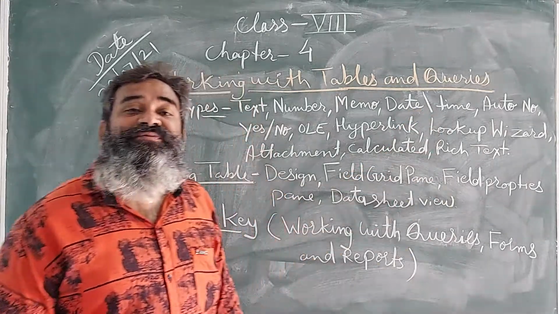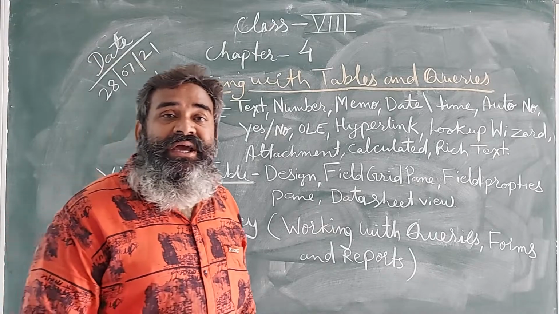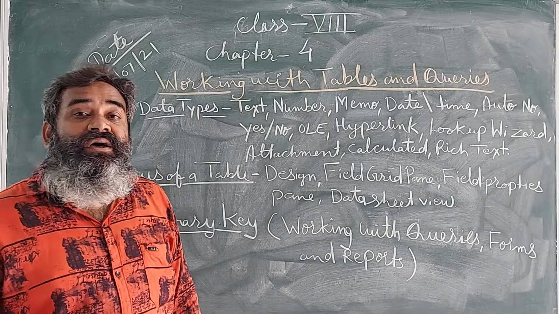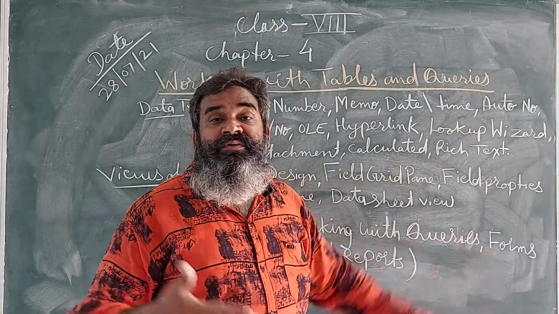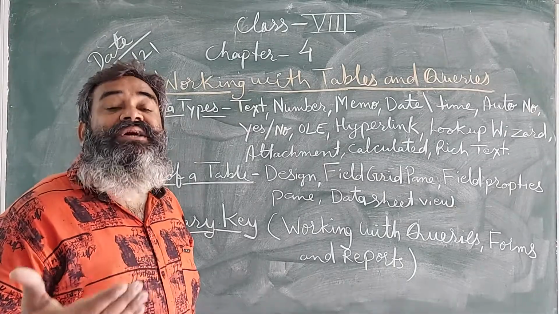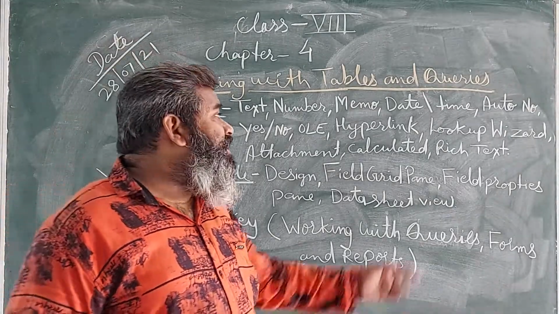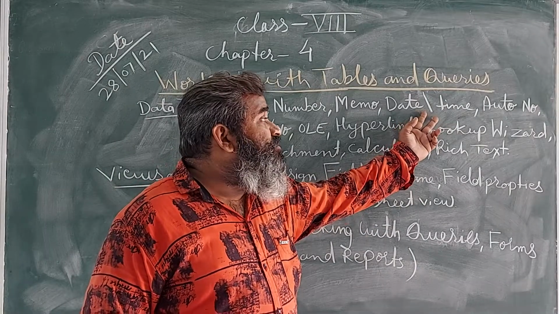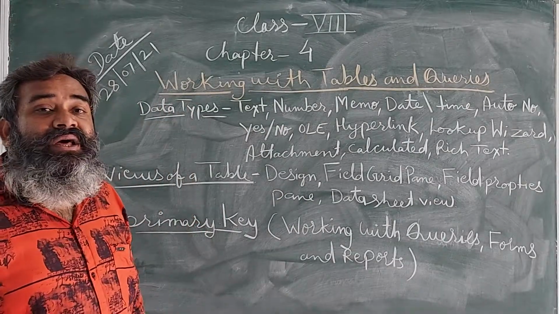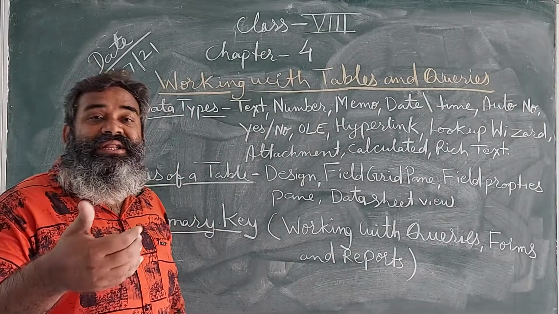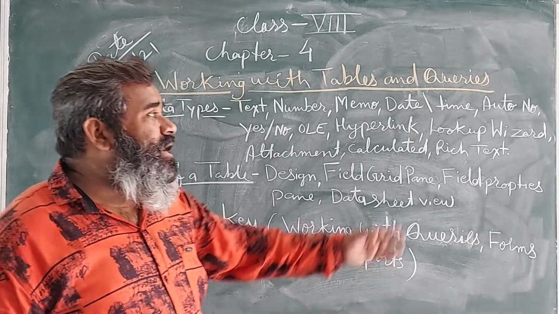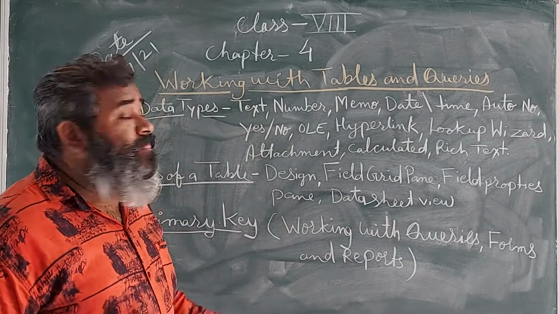Date can have different patterns, like day, month and year, or someone may want month, day and year. In time we have hour, minute and second format, and we can mention 24-hour format directly in the date and time field. Then auto number. Records in a table are numbered in sequence, 1, 2, 3, 4, 5, 6. This is called an auto number.